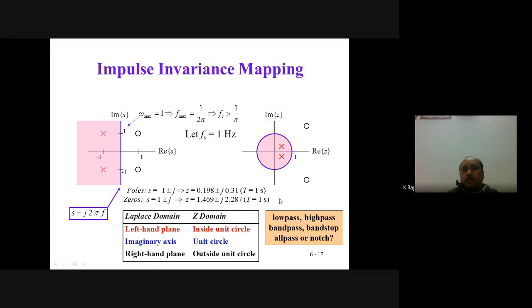Now we have to describe the conditions for the low pass, high pass, band stop, all pass, and notch filters. What will be the conditions? This depends on the locations and positions of the zeros and the poles. Here one example is given for the analog as well as the digital case. Again, it is a tutorial for you to find what type of filter it is, whether low pass, high pass, band stop, all pass, or notch filter.